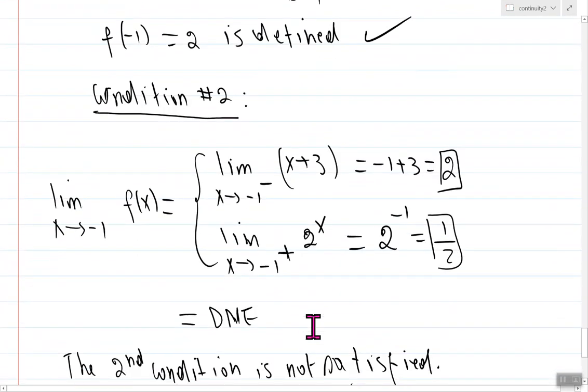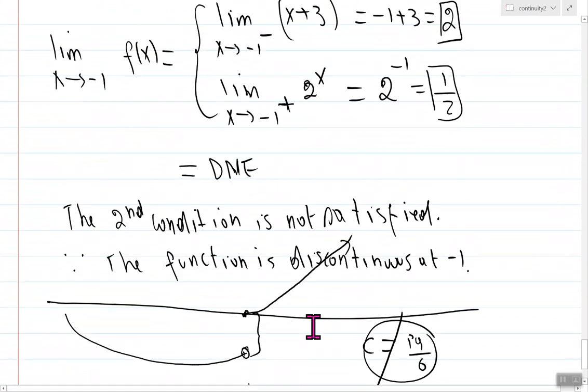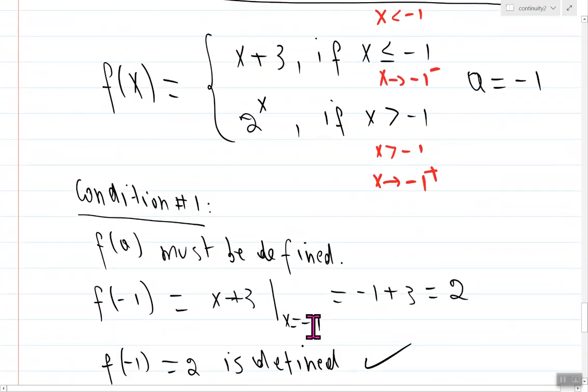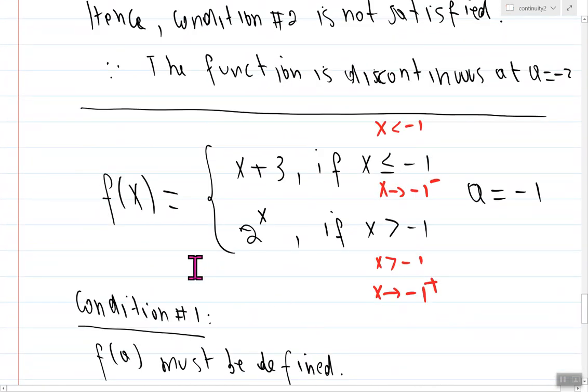And we have our last example. The last example is a piecewise function again. So f of x is x plus 3 when x is less than or equal to negative 1. And the function f of x is 2 to the x when x is greater than negative 1. And we want to verify if this function is continuous or not at a equals negative 1.